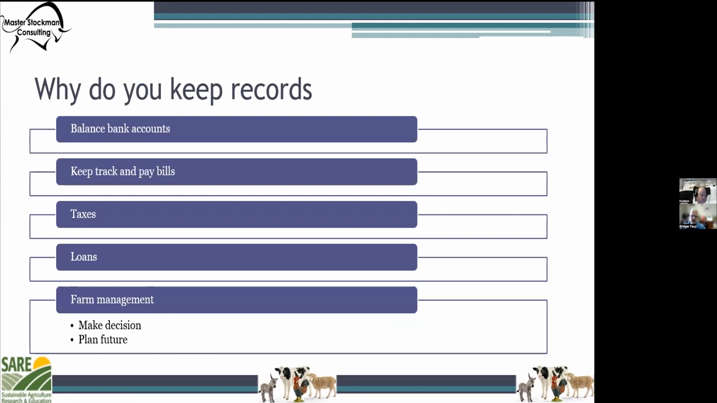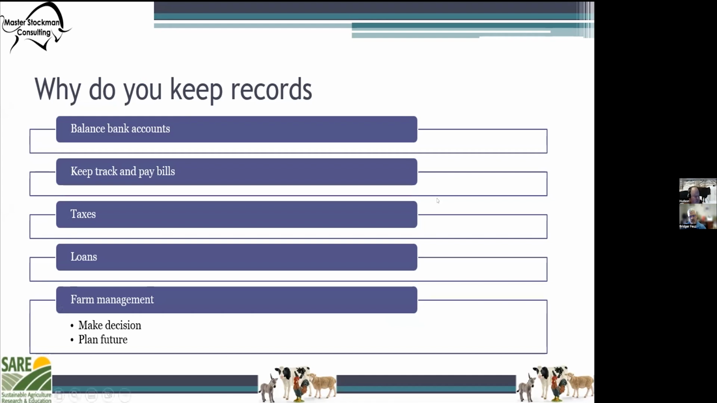So in your mind, answer the question, why do you keep records? We keep records for a lot of reasons. We've all have to balance our bank accounts and not bounce checks. We need to keep track of things and pay our bills.